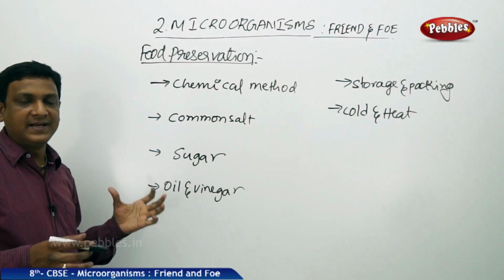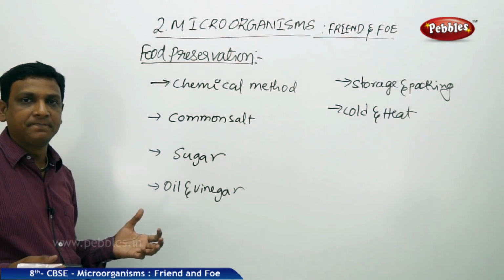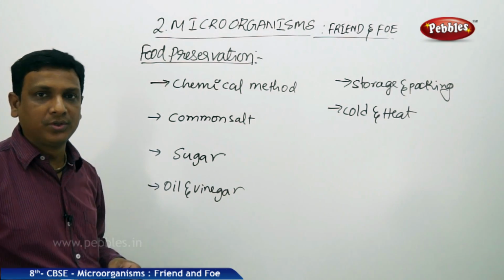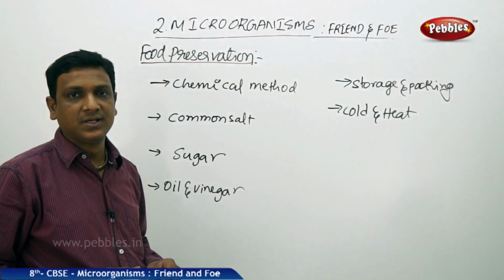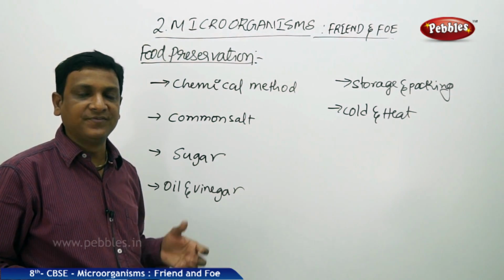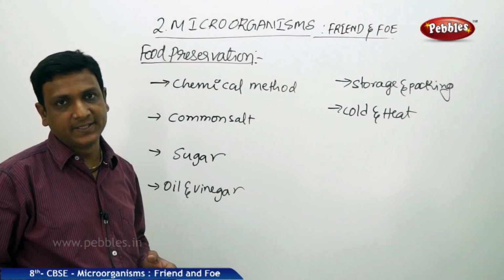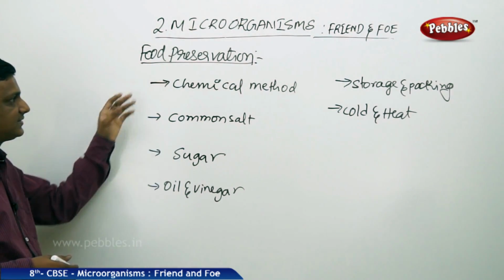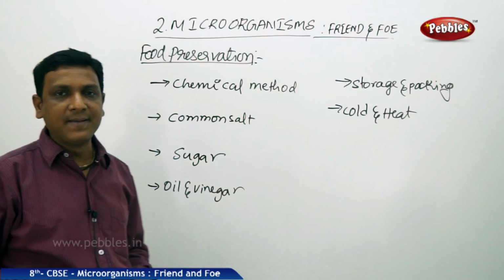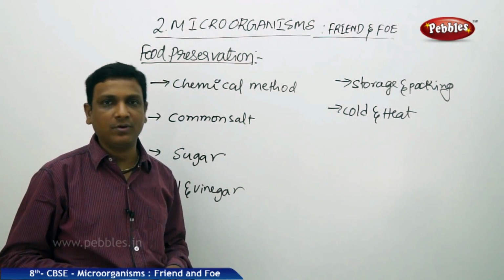So food, when it is in excess, surplus, plenty, has to be properly stored and protected from the attack of microorganisms. Otherwise, the food gets spoiled, and if such food is consumed, it leads to food poisoning. So how can we preserve the food? First, let us see the chemical method. By the application of certain chemicals, we can preserve the food.